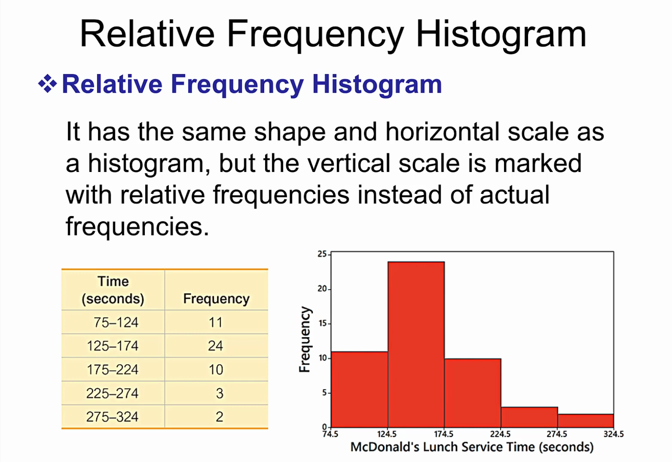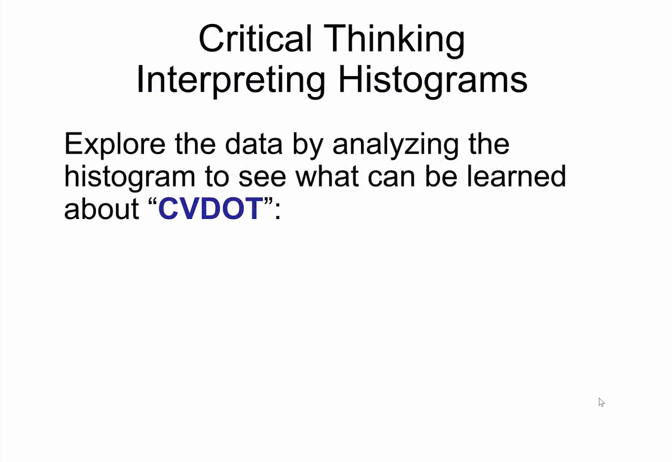The relative frequency histogram has the same shape and horizontal scale as a histogram, but the vertical scale is marked with relative frequencies instead of the actual frequencies. So here we see the frequencies shown here. If we had a relative frequency, we would have the relative frequencies along the y-axis.